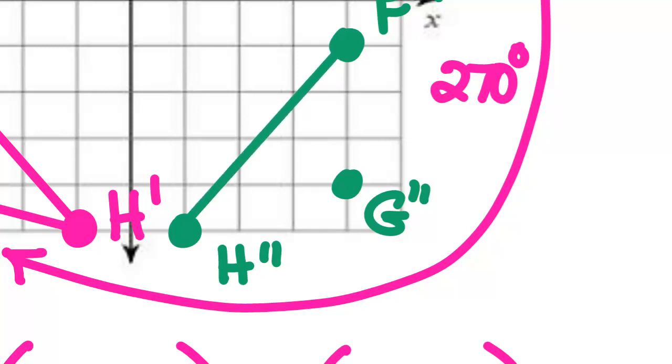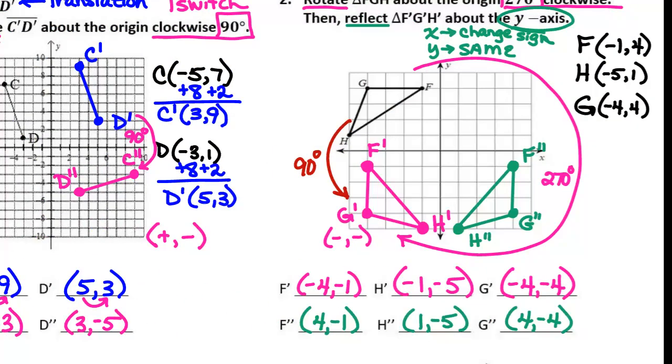Grab my straight edge and connect those points to make my reflected triangle. It should look like if you folded your paper right along the y-axis, the pink triangle is going to land right on top of the green triangle.